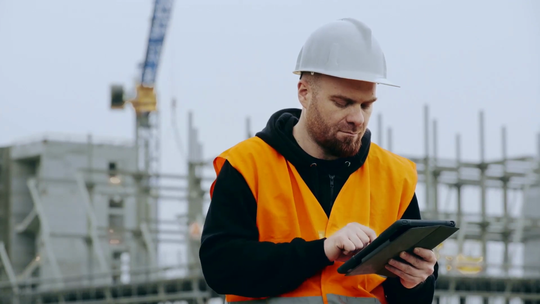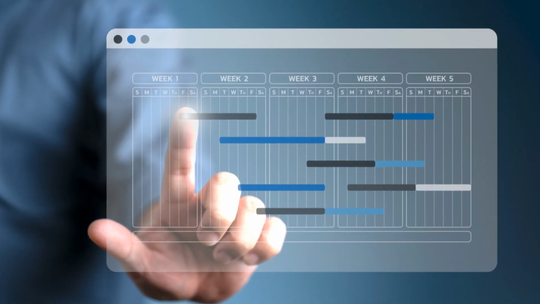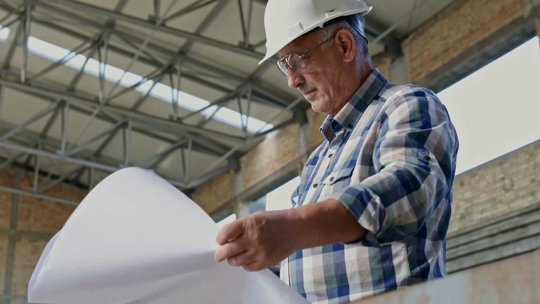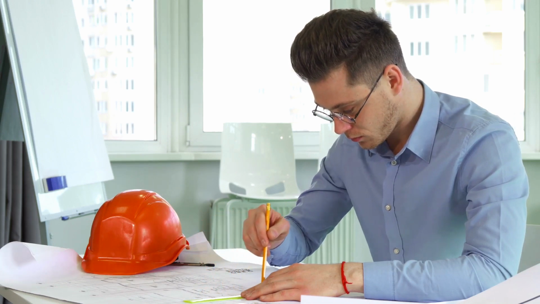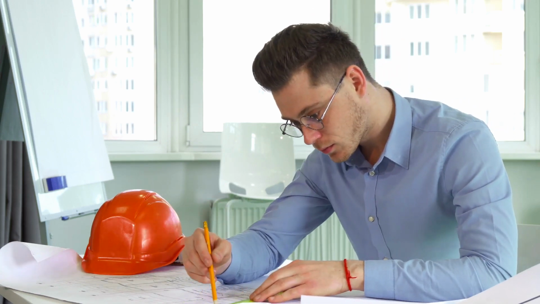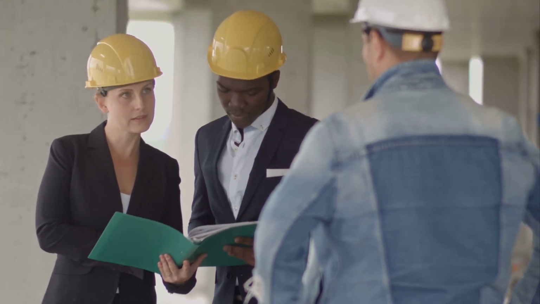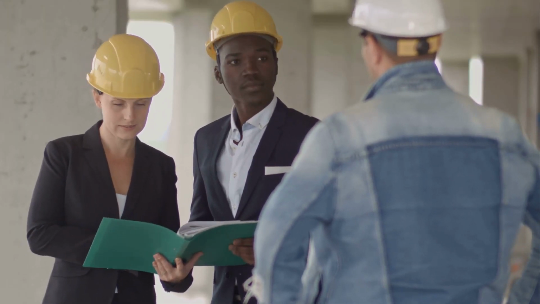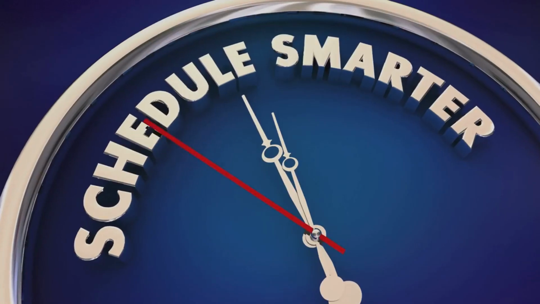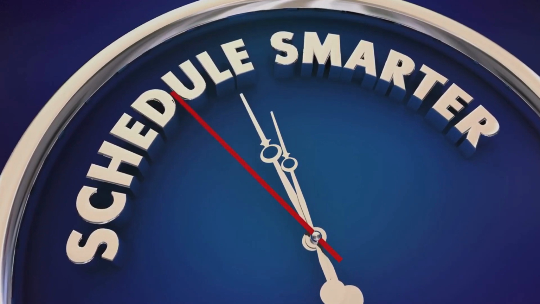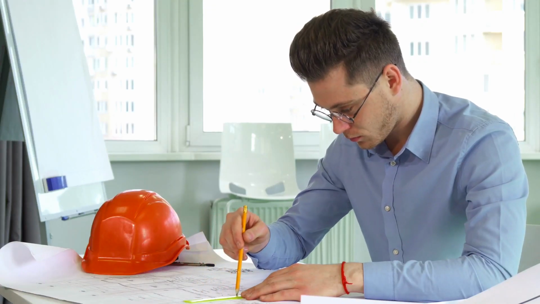While scheduling software has undoubtedly revolutionized the construction industry, it's not a magic bullet. The human element remains crucial, and the expertise of experienced schedulers is invaluable in creating and managing accurate and reliable construction schedules. Experienced schedulers possess a deep understanding of construction processes, contractual obligations, and potential risks. They can anticipate potential conflicts, identify opportunities for optimization, and develop realistic schedules that account for the complexities of the real world.